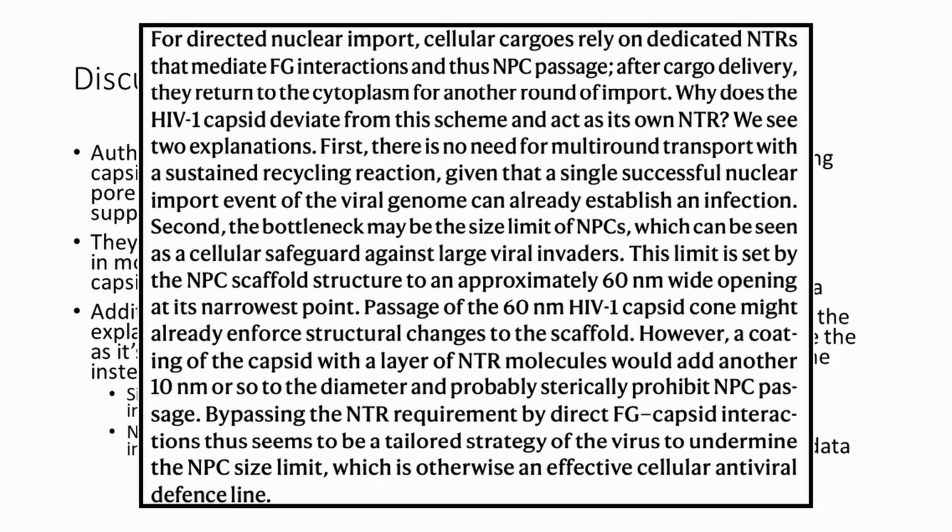And additionally, they propose explanations for why the capsid acts as its own nuclear transport receptor instead of relying on helper molecules. So they're saying that the single nuclear import event is enough for infection. Maybe they just don't need them, or maybe it's that the nuclear transport receptor coated capsid can bypass the size limits in the pore instead of having to have something help it get through. Either way, if it doesn't have to rely on anything, it's probably going to be easier to infect because the less interaction it has with the cell means fewer opportunities for the cell to be alerted that there's something wrong going on.